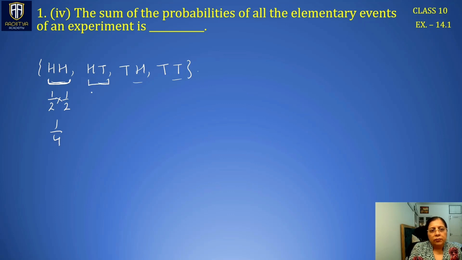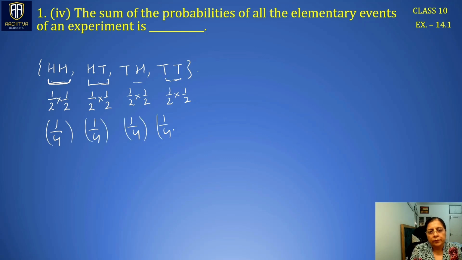And the probability of one head is 1 by 2 and 1 by 2. This is also 1 by 4. Probability of tail-head is 1 by 2 into 1 by 2, which is 1 by 4. And here also we have 1 by 2 multiplied by 1 by 2, this is 1 by 4. So if we add the probabilities of all the 4 elementary events, we get 4 by 4, that is 1. That is the sum of probabilities of all the elementary events.